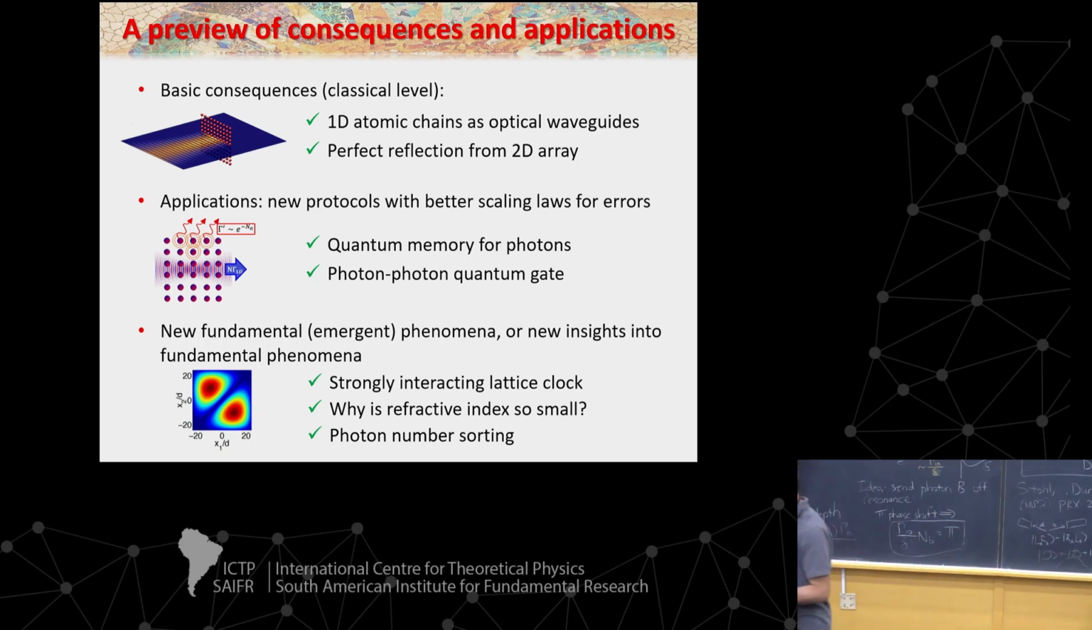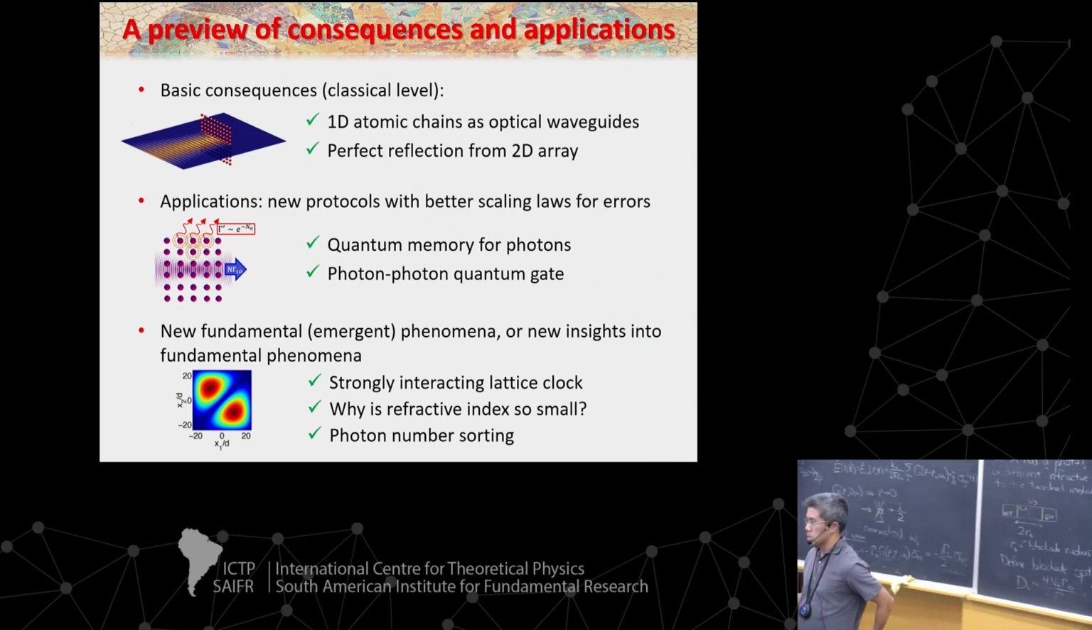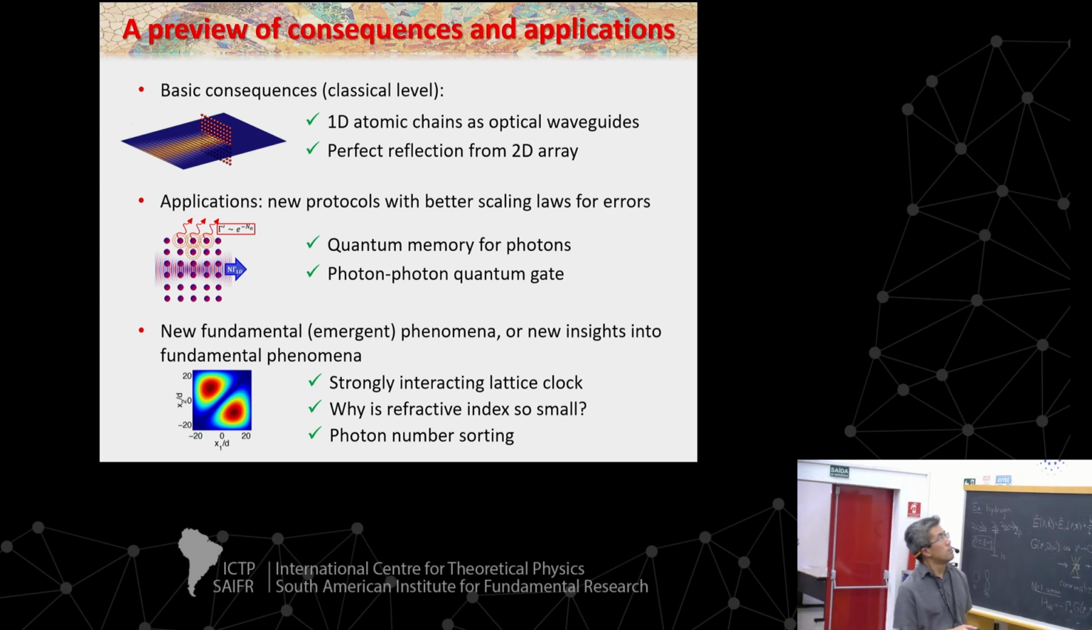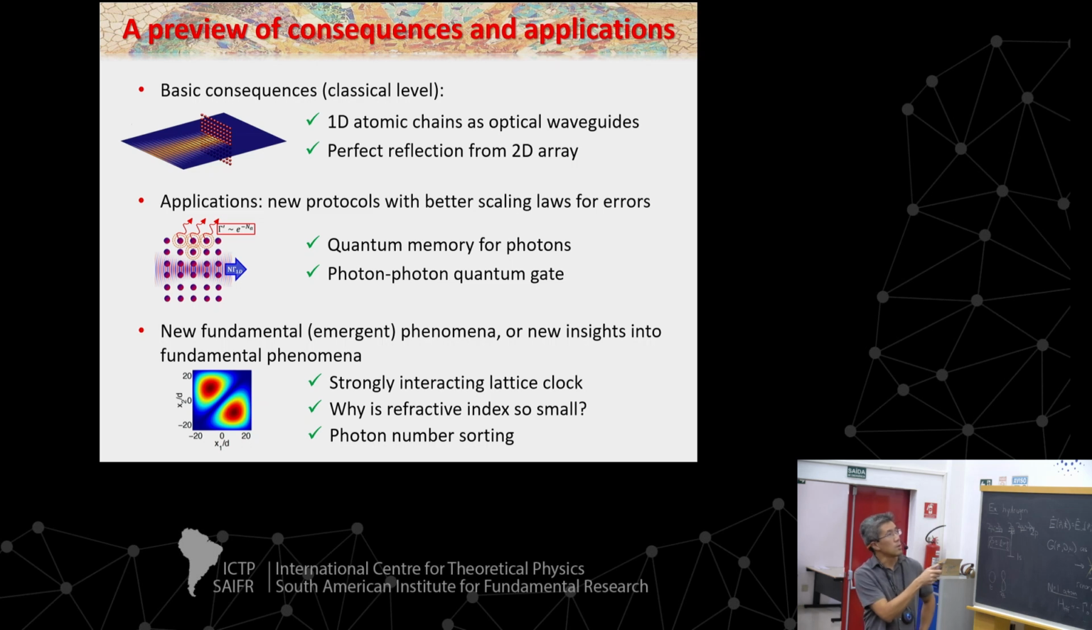Okay, so I'd now like to give you a sample of some of the physics and consequences that come out of this spin model. Let me start with some basic phenomenology. Even at the single photon or classical optics level, these are things you would already get just by honestly including wave interference. One thing we'll study is a 1D atomic chain, and show that it acts as an optical waveguide for light. We'll also show that a 2D array with a sub-wavelength lattice constant can in principle act as a perfect mirror for single photons.